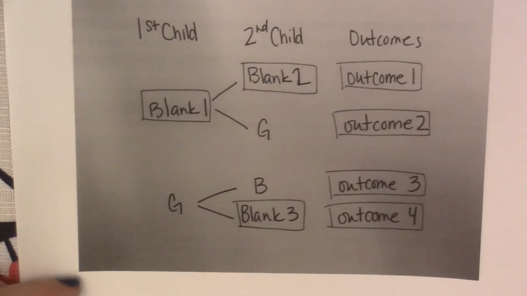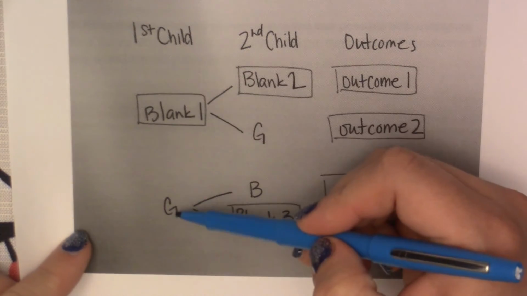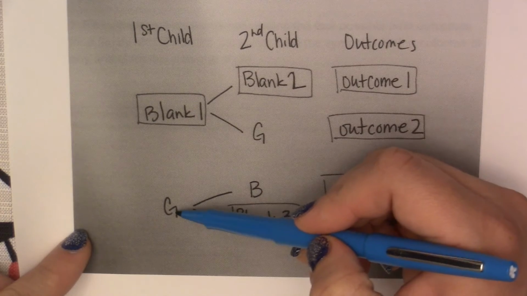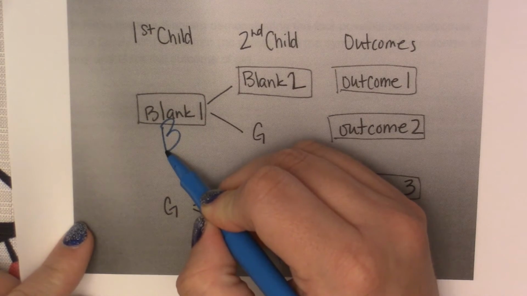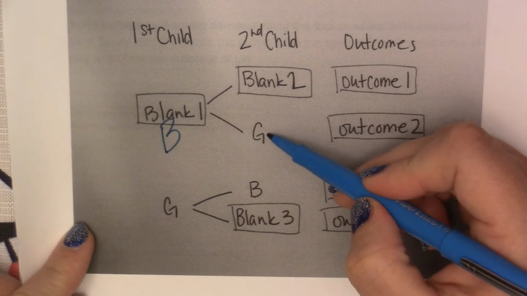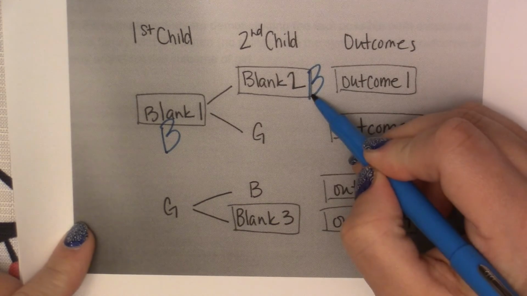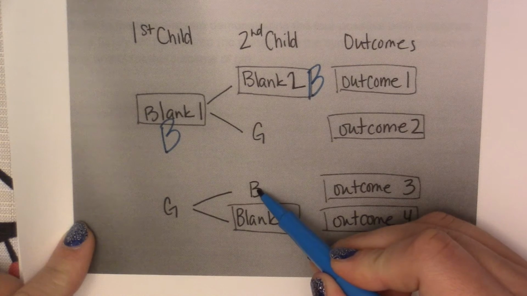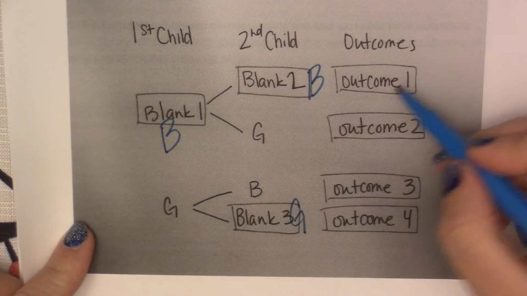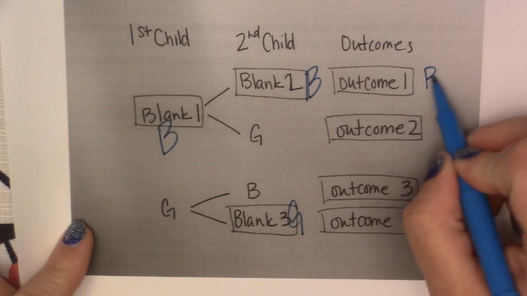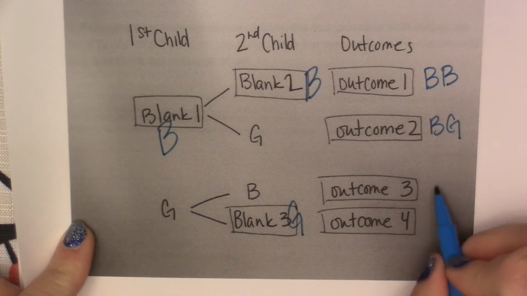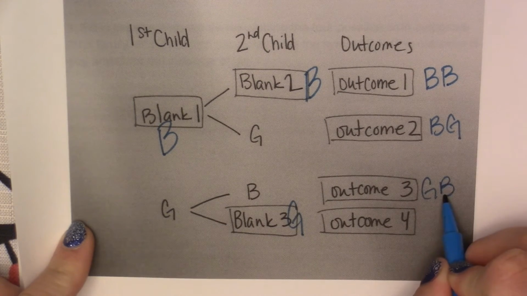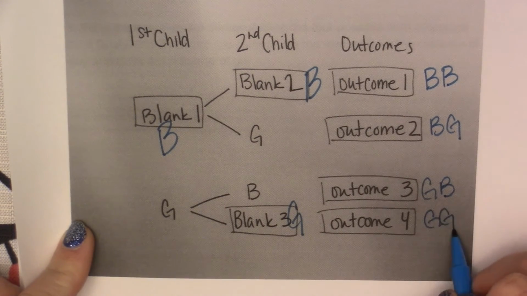So if we go up here, we know our first child is, they've already listed girl in the table, so our first blank would be B. Our second blank, we've already listed girl, so this one would be B. So on our next part down here, boy, girl. So if we go to list our outcomes, we would have boy, boy, boy, girl, girl, boy, or girl, girl.